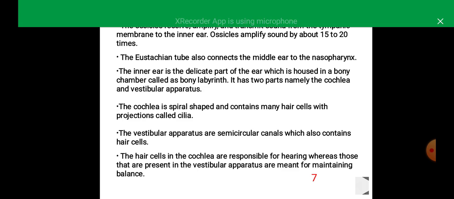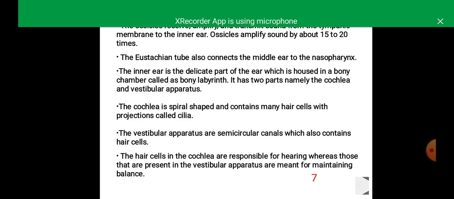The ear as a sense organ. The ossicles receive, amplify and transmit sound from the tympanic membrane, that is the eardrum, to the inner ear. Ossicles amplify sound by 15 to 20 times. The eustachian tube also connects the middle ear to the nasopharynx.